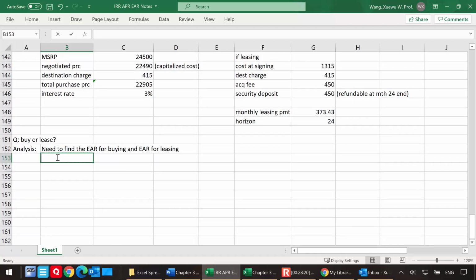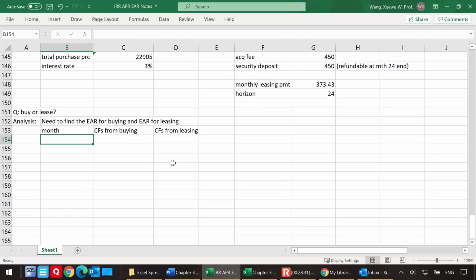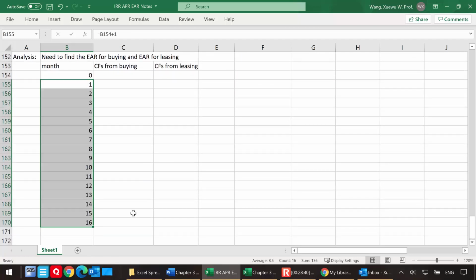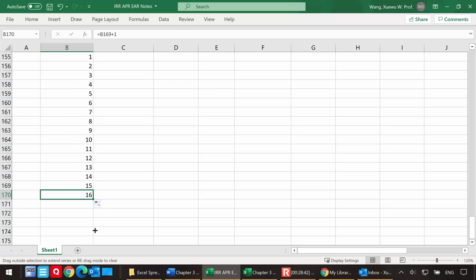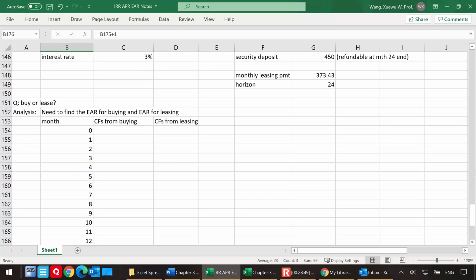I'm going to look at months, the cash flows from buying, and the cash flows from leasing. Today is month 0, this is month 1, and I have a total of 24 months. Let me copy this down and make sure I have 24 months. I need 2 more here. And let's look at the cash flows from buying.